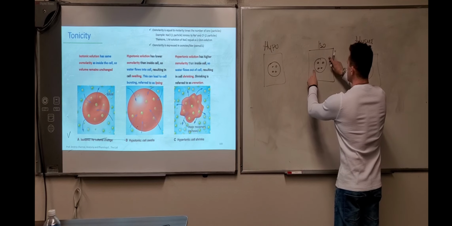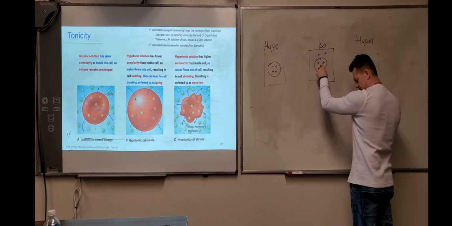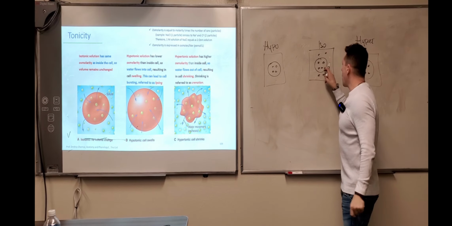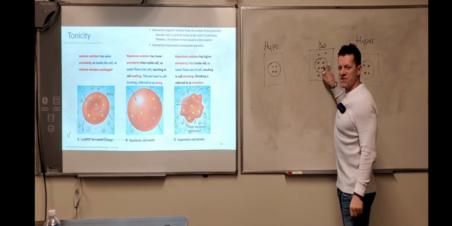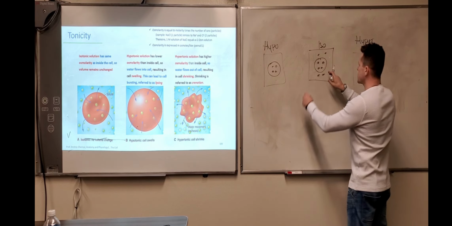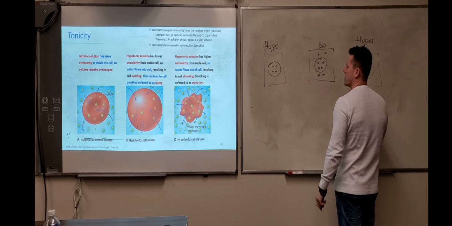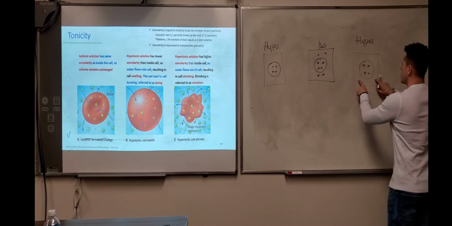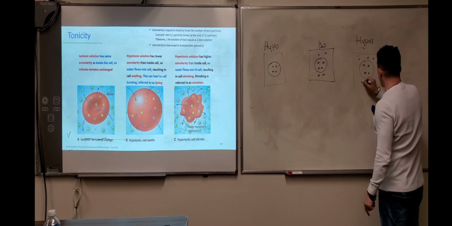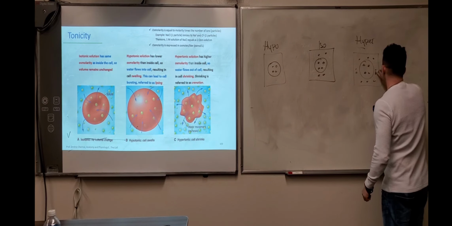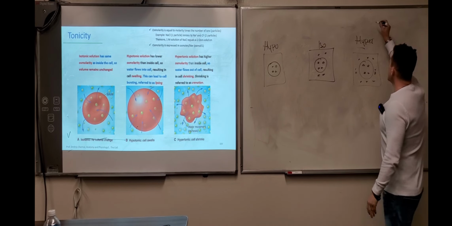In isotonic solution, concentration of solutes compared to what's inside of the cell is the same. Always compare to what's inside of the cell. Concentration of solutes inside of the cell is the same as the concentration of solutes in the solution. That's an isotonic state. Hypertonic, hyper, more. So the concentration of solute in the solution compared to the cell is more. Hypertonic state.